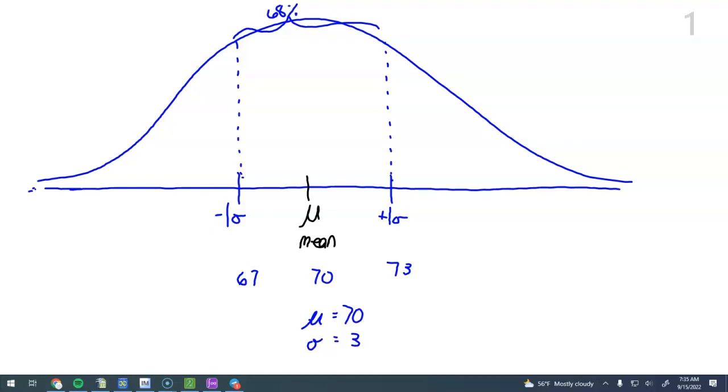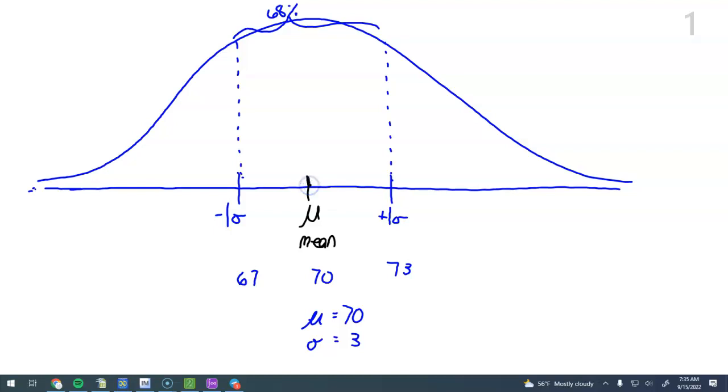So if this stuff that I just made up is true, the average height is 70 and the standard deviation is 3. If we go 3 each way from the mean, that gives us 67 and 73. 68% of all males will be between 67 and 73 inches tall. The bigger this standard deviation is, the more spread out it'll be, but I don't necessarily want to get into that yet.